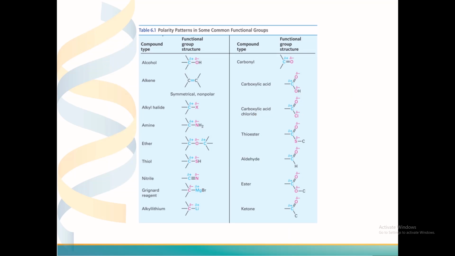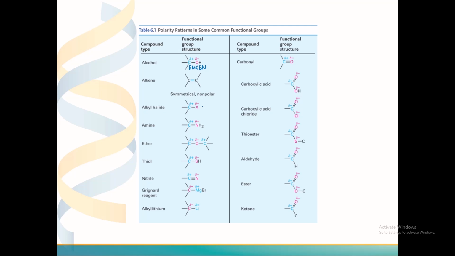Next is about polarity patterns in some common functional groups. As mentioned before, the mechanism of reaction, which is based on polarity, will look like this. An example is given in this table. Alcohol has carbon and oxygen, where from electronegativity, carbon is less electronegative, while oxygen is more electronegative. In alkene, it's symmetrical, thus it's non-polar.